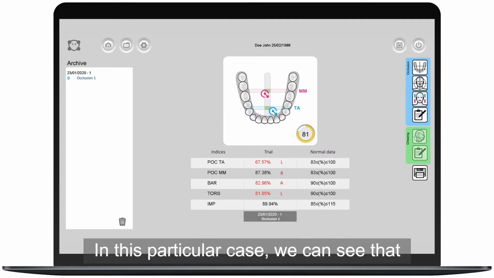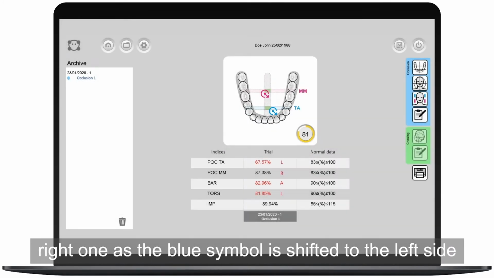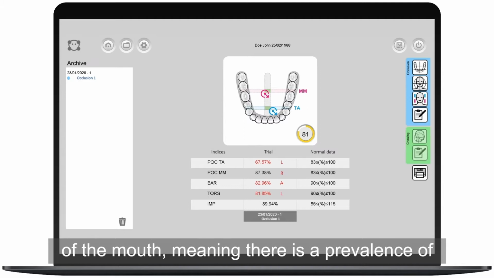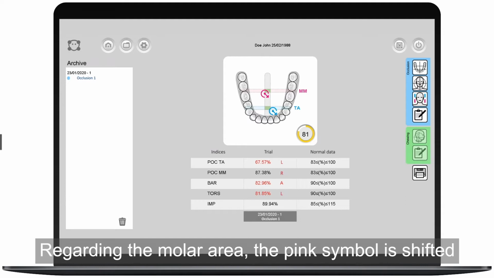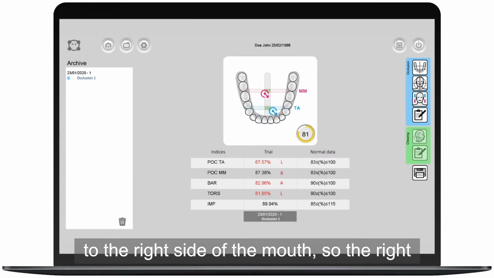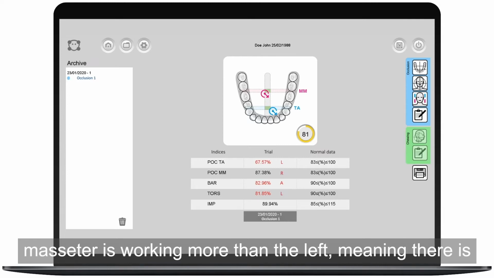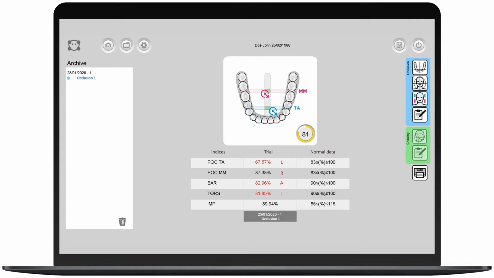In this particular case, we can see that the left temporalis muscle is working more than the right one, as the blue symbol is shifted towards the left side of the mouth. This means there is a prevalence of contact in the premolar area. Regarding the molar area, the pink symbol is shifted to the right side of the mouth, so the right masseter is working more than the left. This means that there is a contact prevalence in the right molar area.